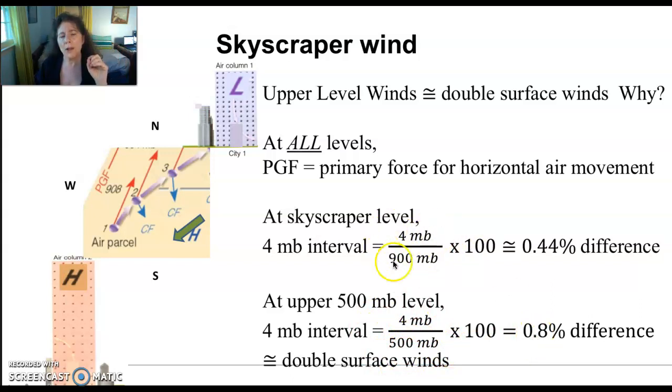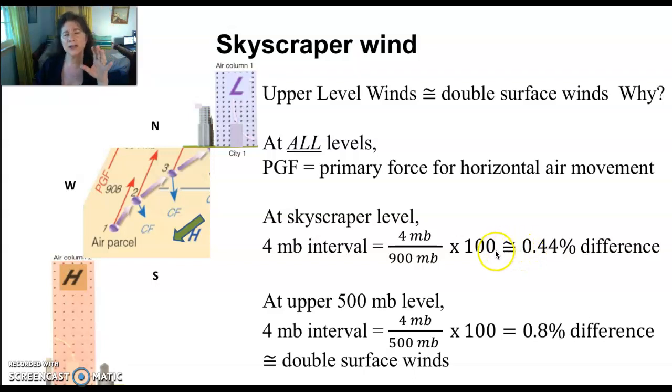But 4 millibars out of something much closer to the surface, much closer to the 1,000 millibar level of the surface, skyscrapers that are about 900 millibars, that is much less difference. It's even less than 0.5%. So about half the difference. That's why you have about double the wind speeds aloft at the upper levels.